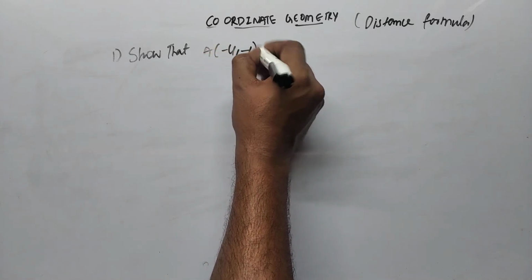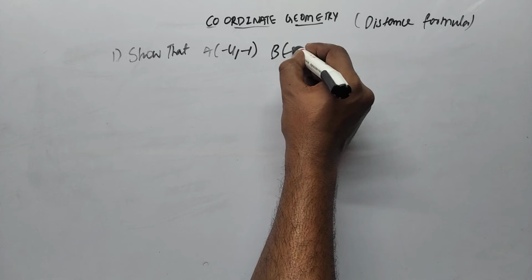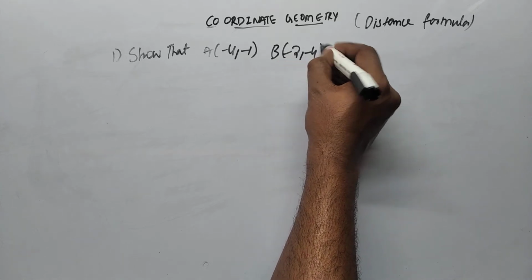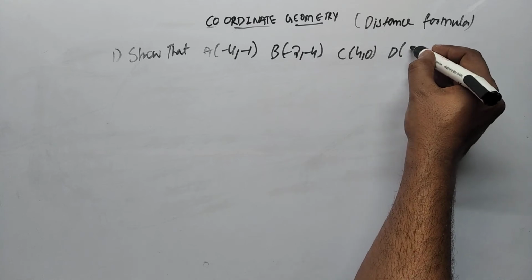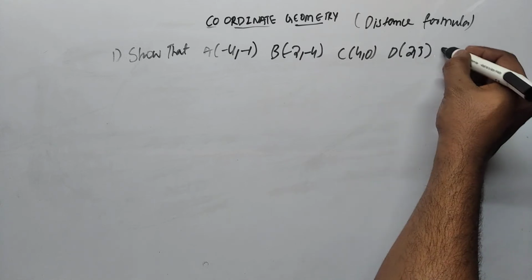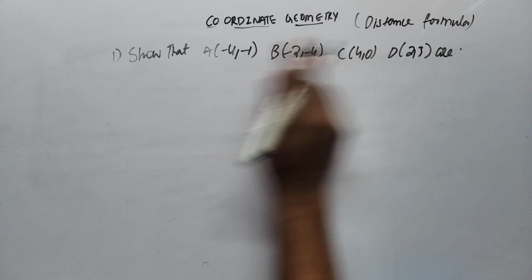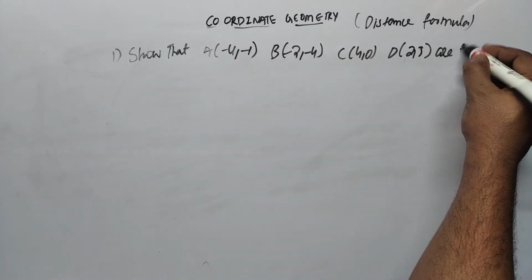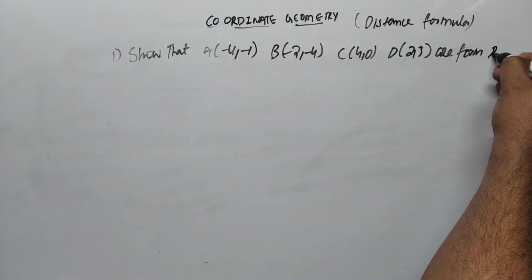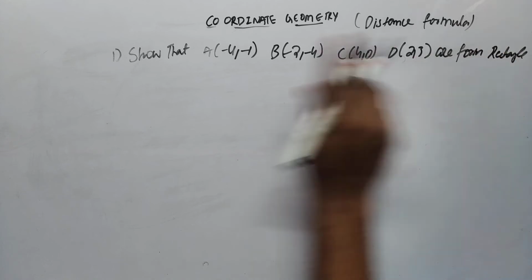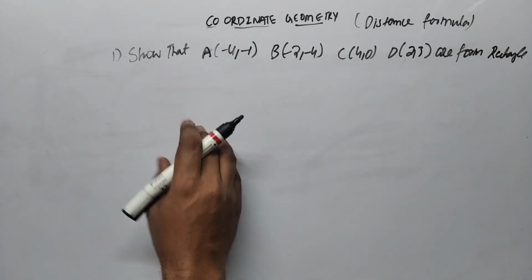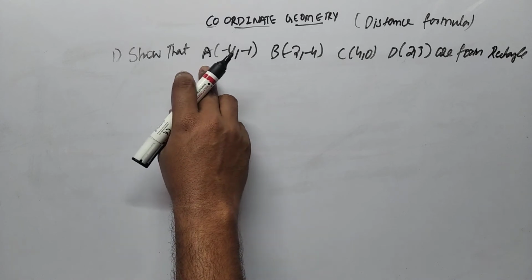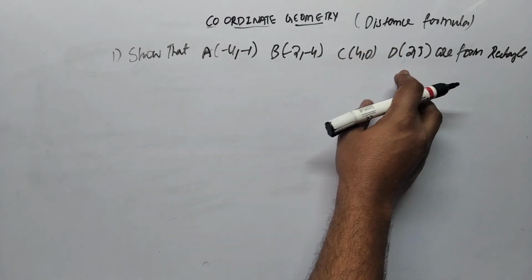So the points are A (-4, -1), B (-2, -4), C (4, 0) and D (2, 3). Show that these 4 points form a rectangle. So you need to prove that these 4 points will form a rectangle. You know the properties of a rectangle: opposite sides will be equal. So you need to prove that AB will be equal to CD.